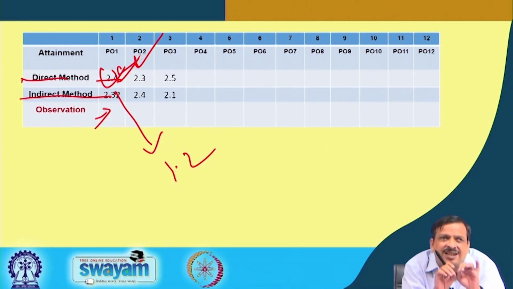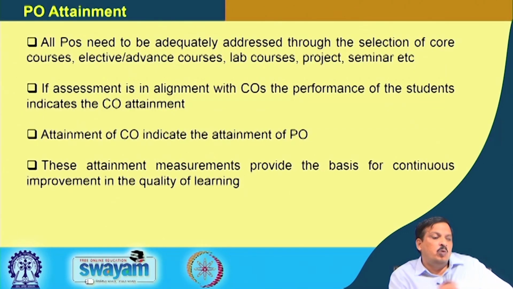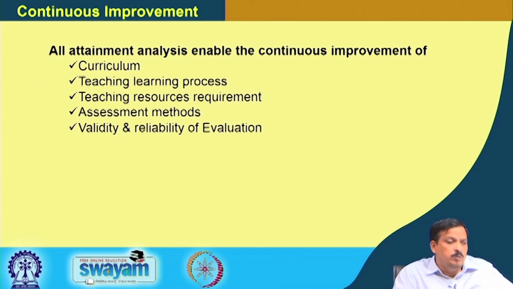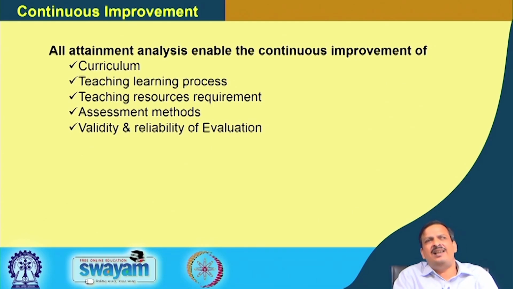Once you analyze those observations, what do you find? You find feedback about those things. What kind of improvement is required in the curricula? What kind of teaching learning process improvement is required? Teaching resource requirement, assessment methods, validity and reliability of evaluation. So, curriculum: what kind of curriculum improvement is there?